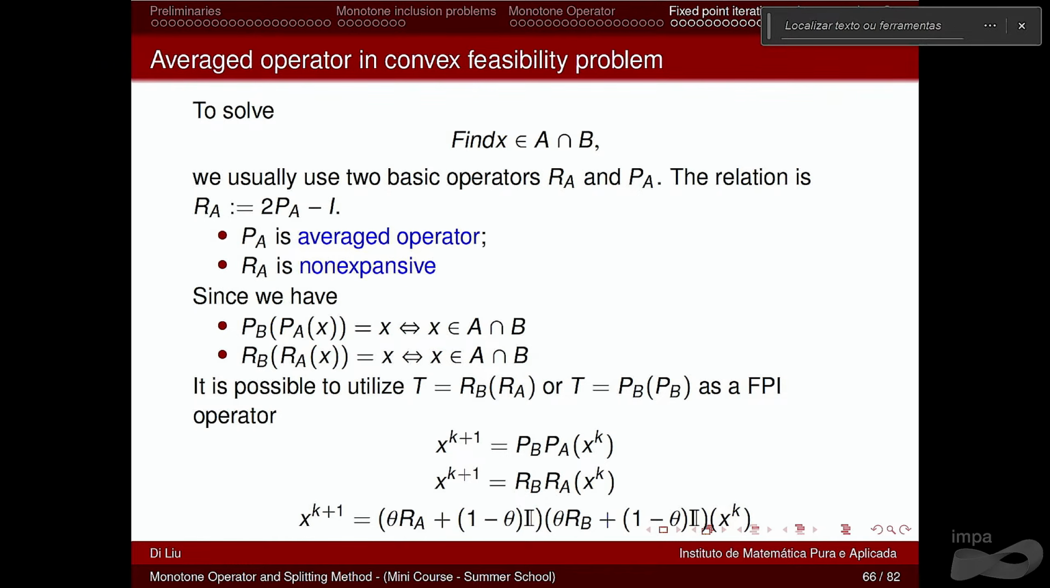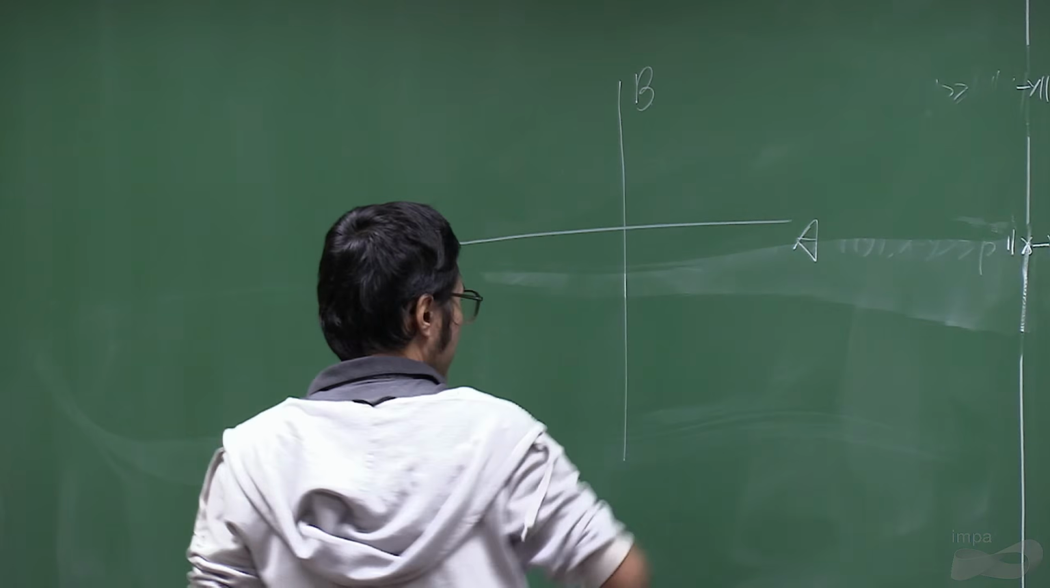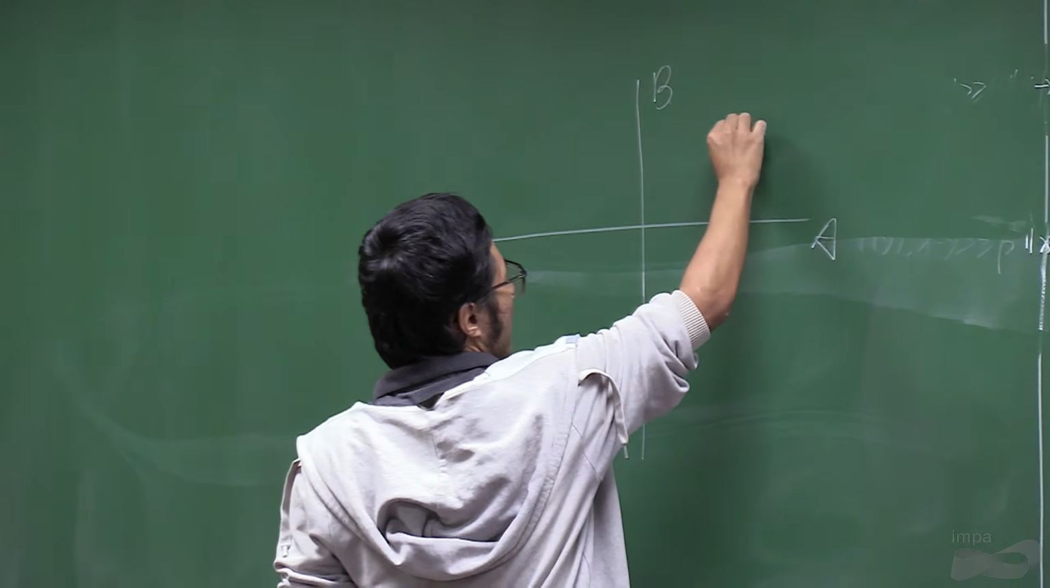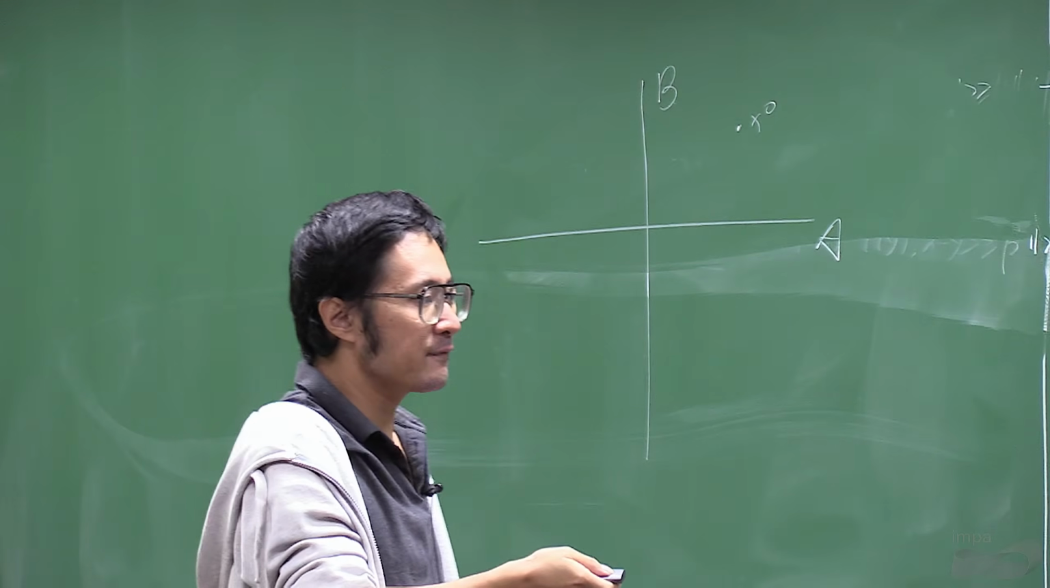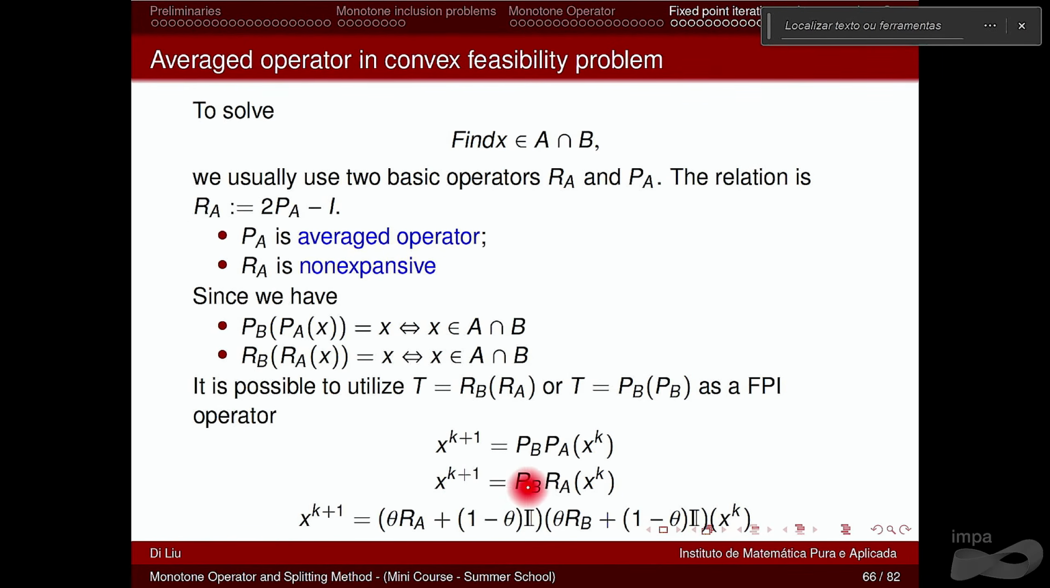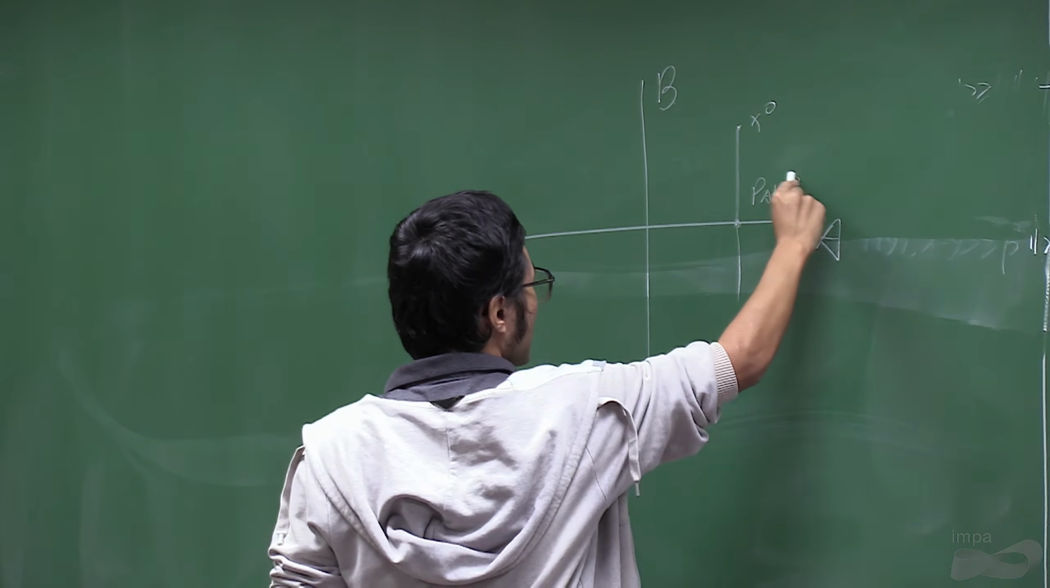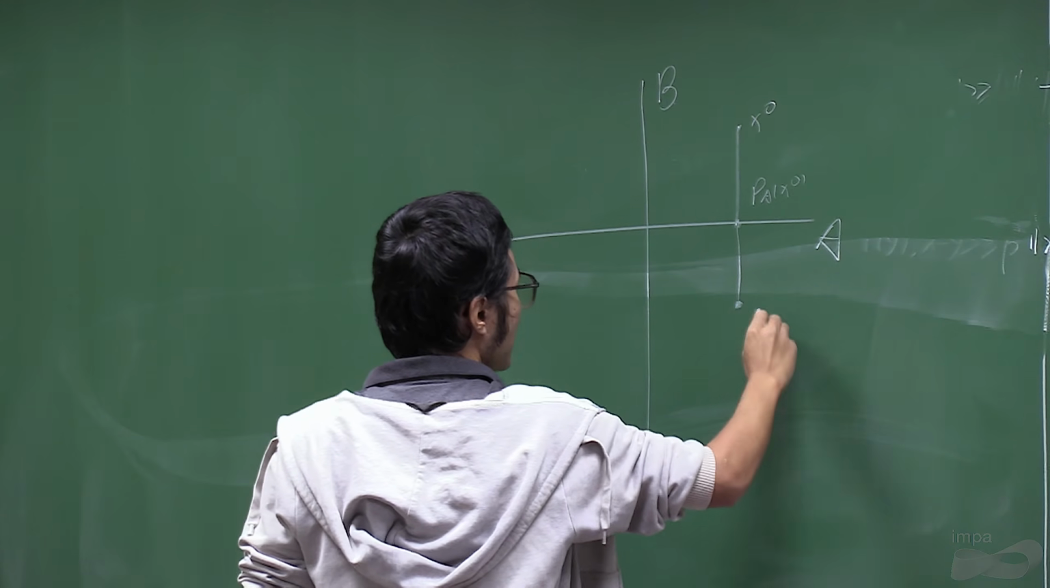We can see an example here on the blackboard. If we assume A and B are these two lines, and we have an initial point here, x0. If we use the second fixed point iteration, the composition of reflections, what is the performance? You first reflect to A. This is the projection, PAx0. And this is the reflection, which is what we call RAx0.